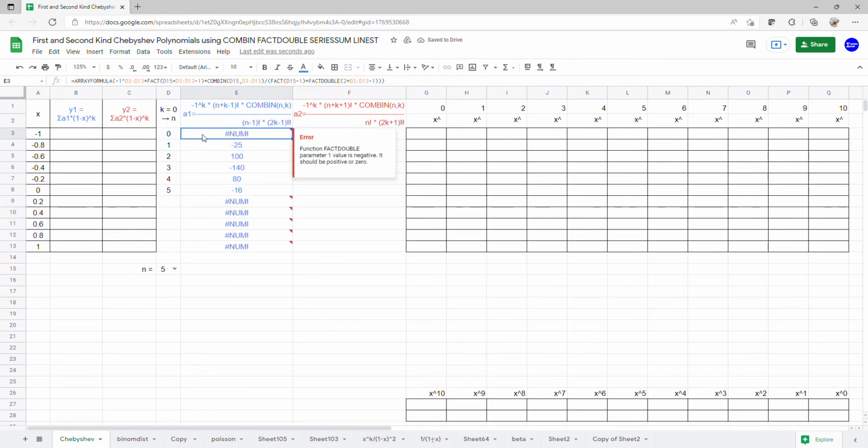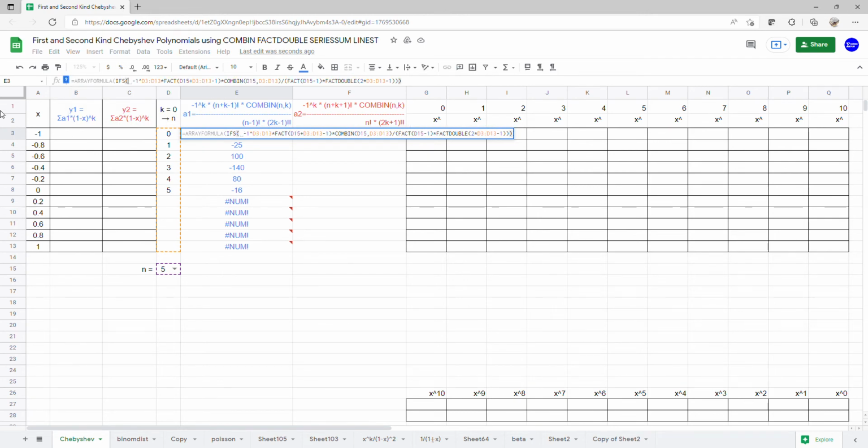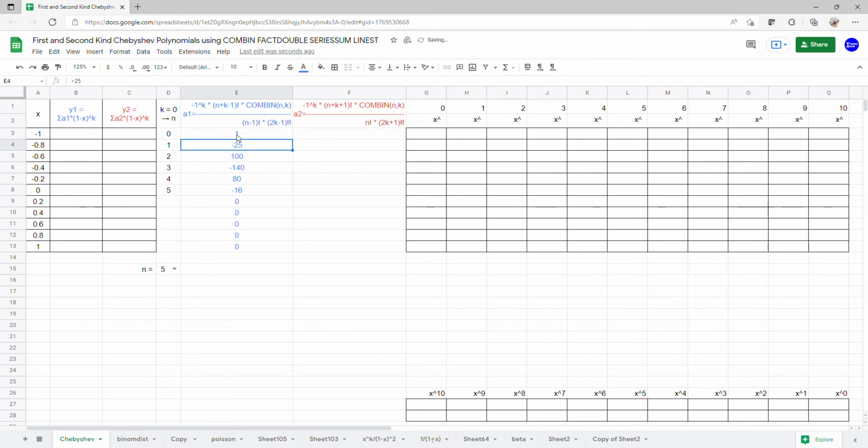And we correct this. So we have three conditions of IFS. Starting with the first one: if k is empty, then 0. The second condition, if k equals 0, then 1. The third condition, if k is greater than 0, then calculate this. So we fix this error, and we fix this error.